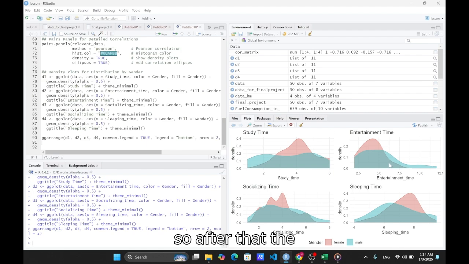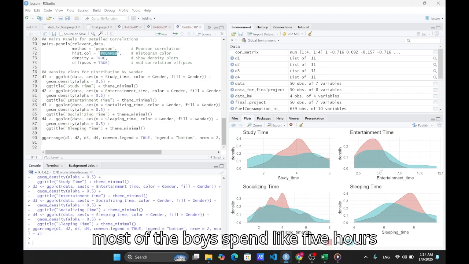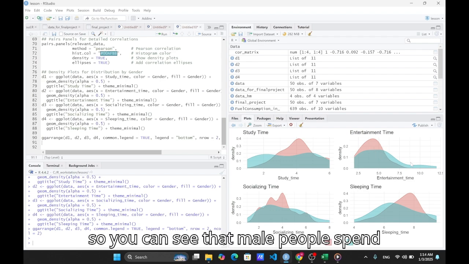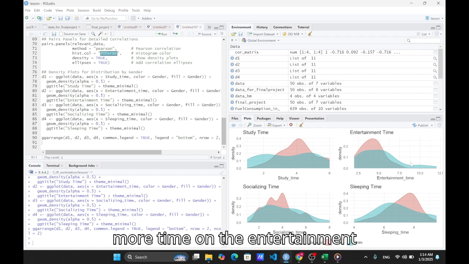After that, the entertainment time: most of the females spend around 3 hours for entertainment, and most of the boys spend about 5 hours for entertainment. But here, the distribution of the male people is wider, so you can see that male people spend more time on entertainment.